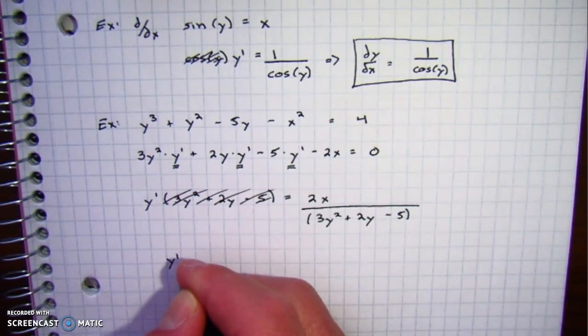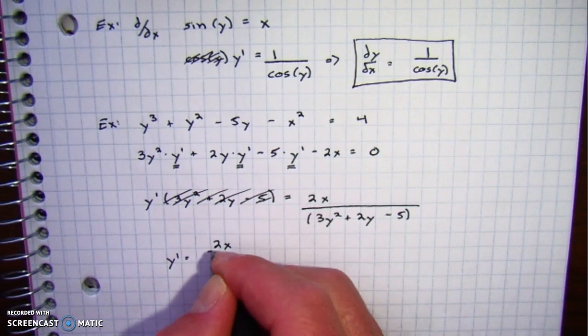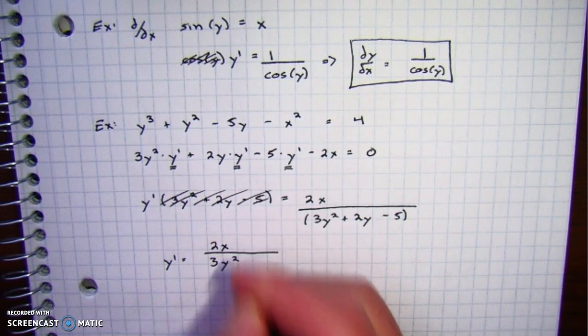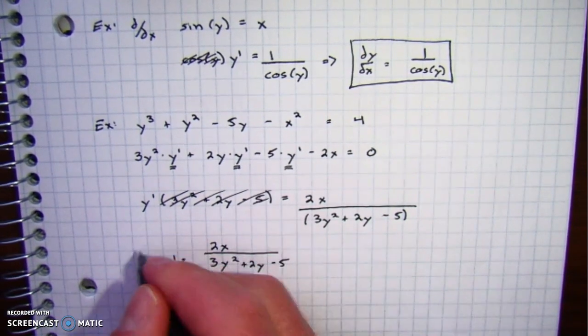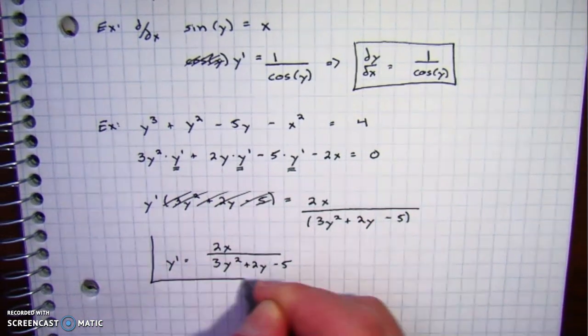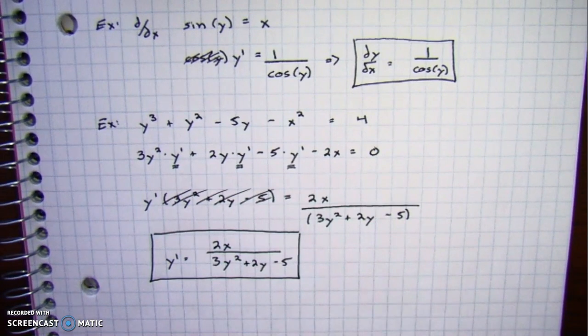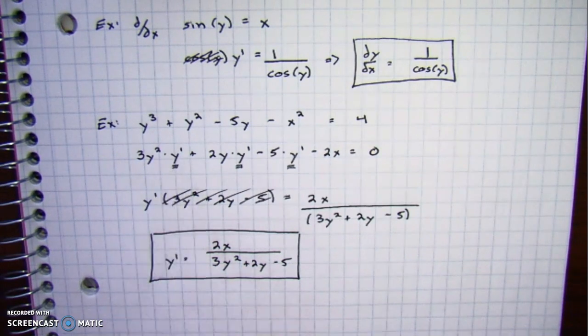So y prime, or dy dx, equals 2x over 3y squared plus 2y minus 5. There we go. And so that's really just the basics of it. Again, anytime you have a y, you just multiply it by y prime.